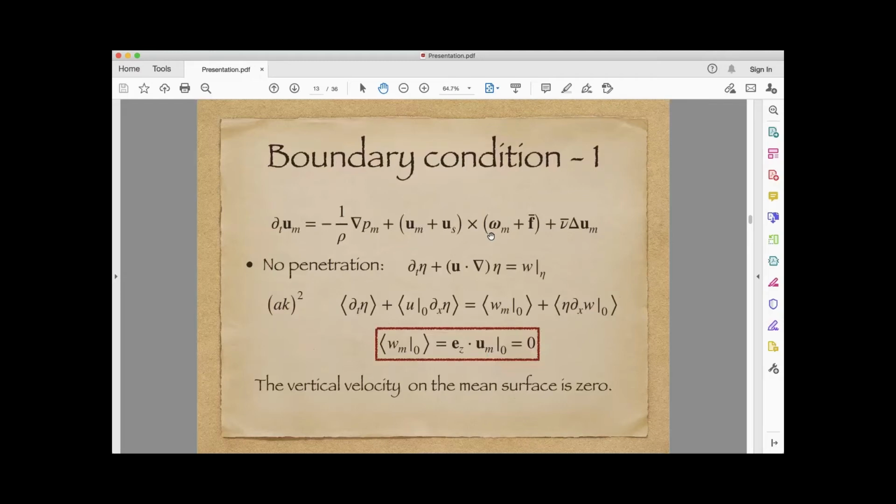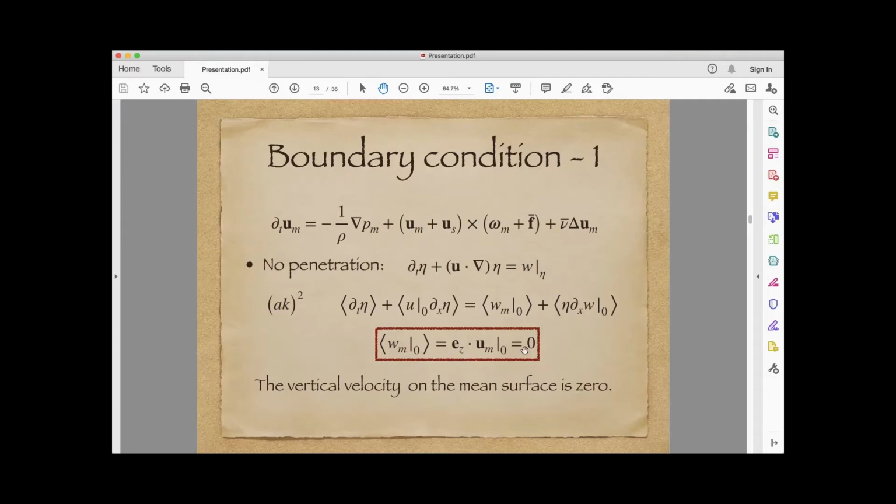One should be very careful how one deals with the boundary conditions. First, you have the kinematic boundary condition, which is what leads to this no penetration boundary condition. So what you do is you have to expand everything in terms of AK, and you do the averaging, and you do some simplification. You substitute the expressions for the velocity field and so on. If you do that, what one gets is that the average vertical velocity of the mean flow at the mean interface, which is z equal to 0, will be equal to 0.